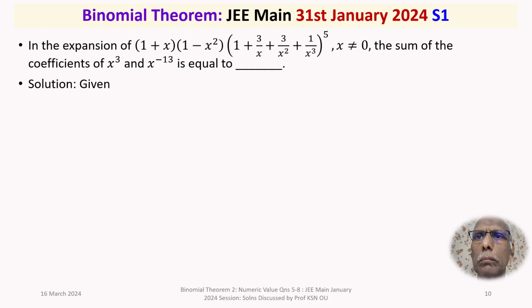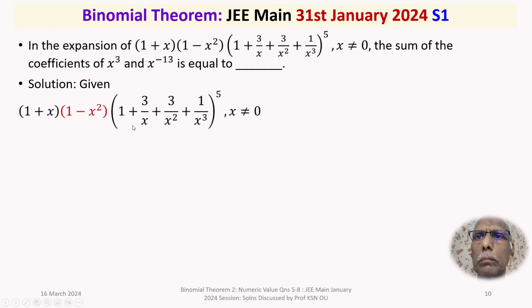We are given (1 + x)(1 - x²)(1 + 3/x + 3/x² + 1/x³)⁵. This 1 - x², we will write as (1 + x)(1 - x). And this we recognize as (1 + 1/x)³ to the power of 5.